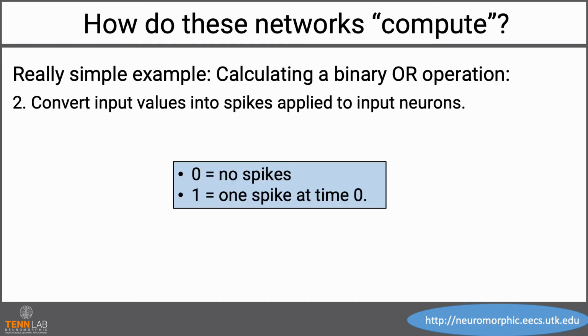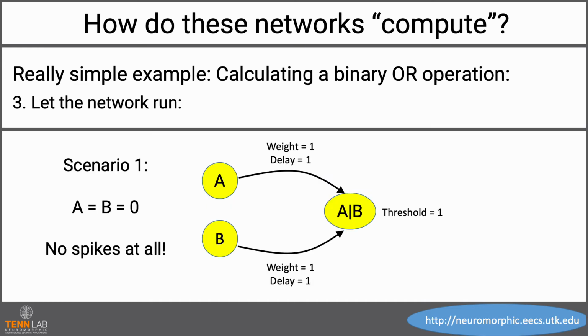So next, what we do is we have to convert our input values into spikes. So the way we're going to do that is if our input value is 0, we're not going to have any spikes. If our input is 1, then we're going to apply a spike to the appropriate input neuron at time 0. And let me give you the example. Here's the first scenario. If our two inputs both equal 0, then there are no spikes, and the system doesn't spike. And that's a way of saying that 0 or 0 equals 0 because there's no spiking.